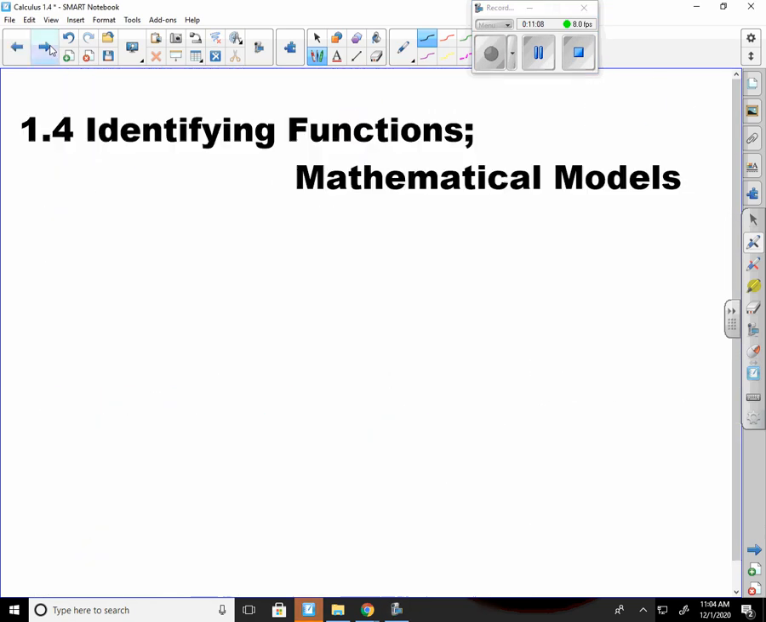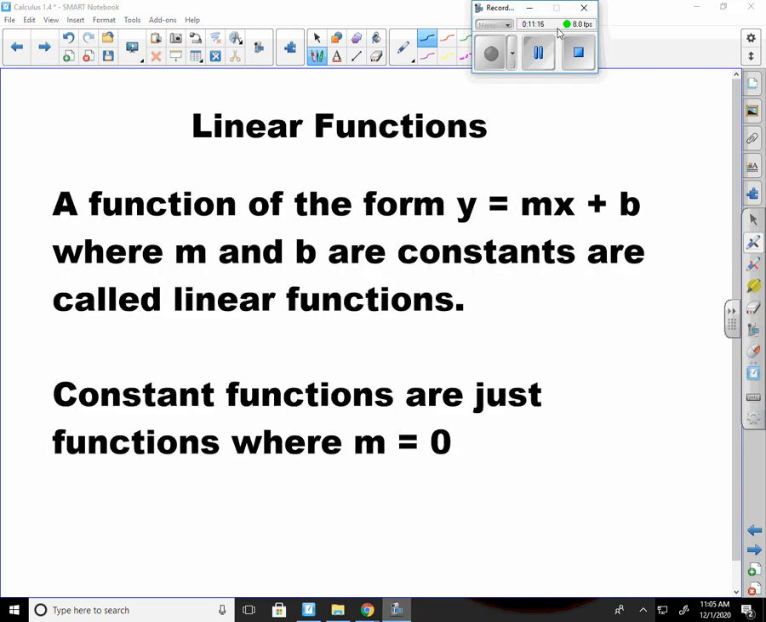All right, well, let's move on to 1.4, identifying functions in mathematical models. All right, linear functions. A function of the form y equals mx plus b, where m and b are constants, are called linear functions. Constant functions are just where m equals 0. So for this one, I would write linear functions, y equals mx plus b. And then don't worry about anything else for that top part. And on the bottom, constant functions, you can write all of that, are just functions where m equals 0.